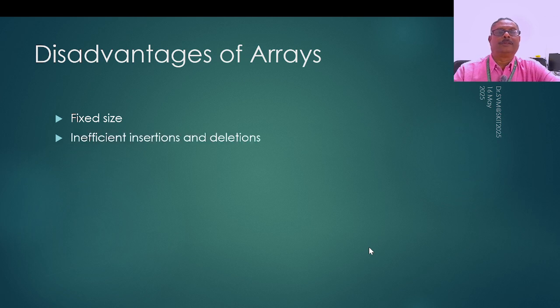The next problem is about insertions and deletions.